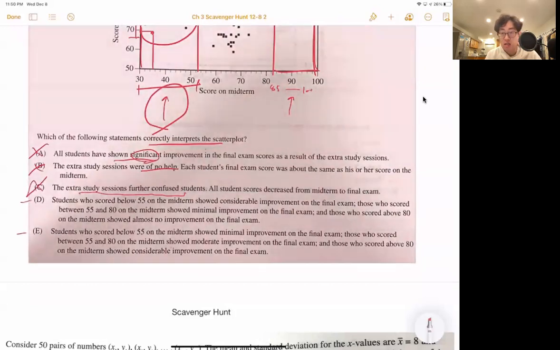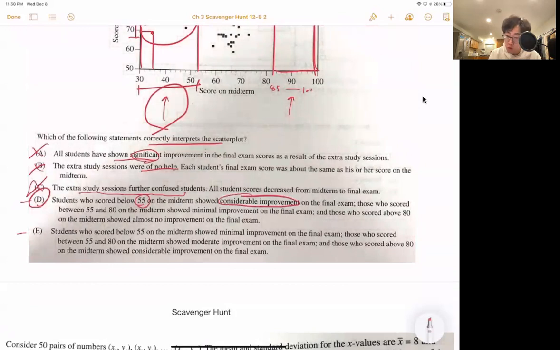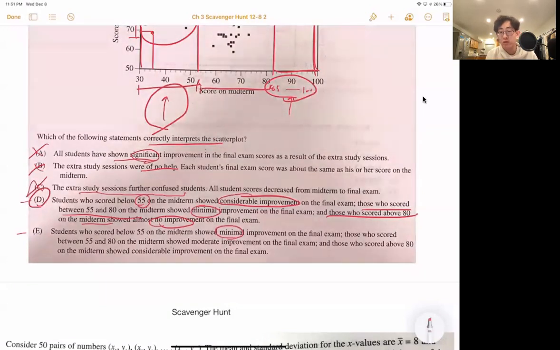Between these two, D and E, the correct answer choice here is going to be D. Students who scored below 55, in other words the students on the lower end, showed considerable improvement. Those who scored between 55 and 80 showed minimal improvement, and those who scored 80 and above showed almost no improvement. So in the middle, they show some minuscule improvement here and there, but finally at the end, practically no improvement. Therefore, the answer is definitely D. E is saying minimal improvement for below 55, but that's not true. You show significant improvement for the lower end caliber kids.